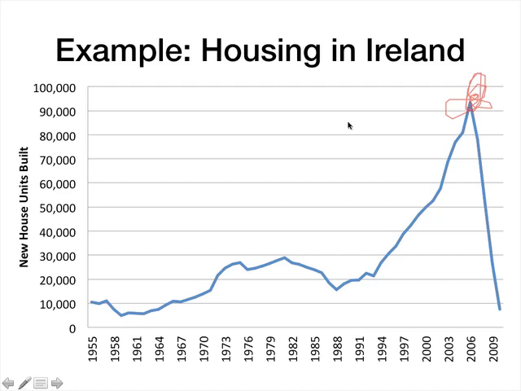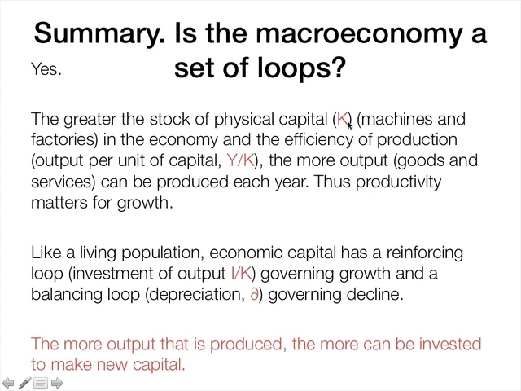We have 4 million people, they have 60. We were producing as many houses as them, and nobody went, maybe we should not do this anymore. So it's interesting. So is the macroeconomy a set of loops?